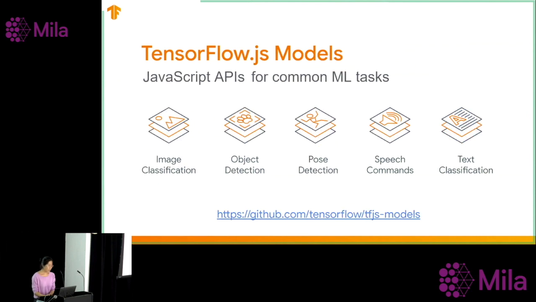We also offer a library of pre-trained models for common tasks, including image classification, object detection, pose detection, speech detection, and text classification. These models are small, fast, and ready to be used in any web page with just a few lines of code.